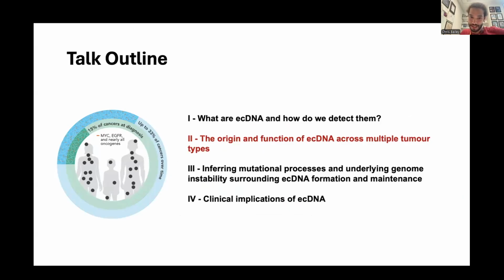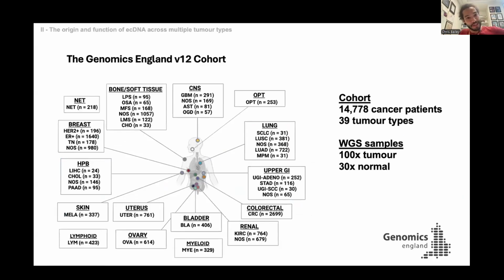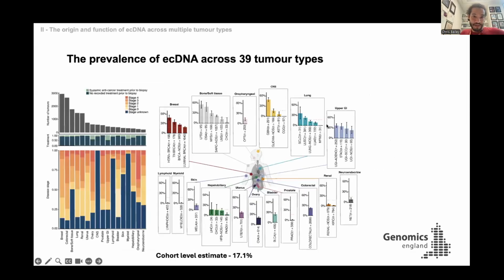So the origin and function of ecDNA across multiple tumor types. We used the Genomics England V12 cohort, and after a number of filtering steps, we got to 14,778 cancer patients of 39 different tumor types, and the whole genome sequencing data is of 100x tumor and 30x germline normal, both of which were used to make these computational predictions. So the prevalence of ecDNA across 39 tumor types came to a cohort level estimate of 17.1%. We used the stage breakdown for our multivariable models, but the highest proportion of ecDNA were found within the liposarcomas, glioblastomas, and HER2 breast cancer samples.